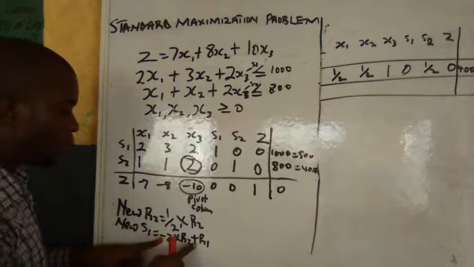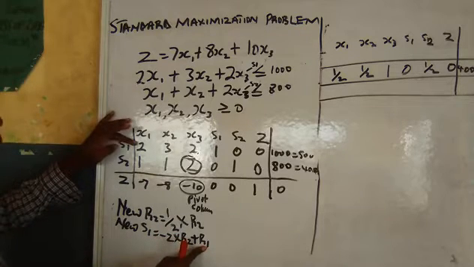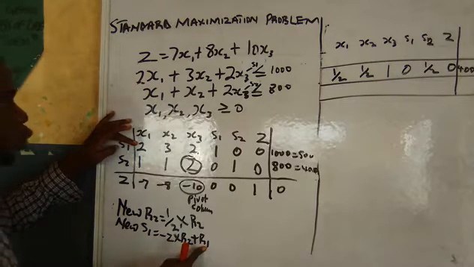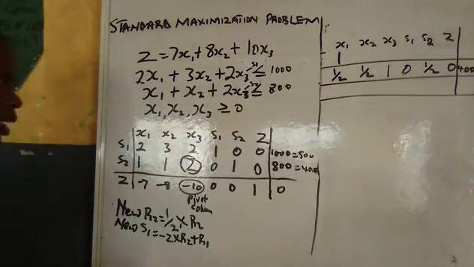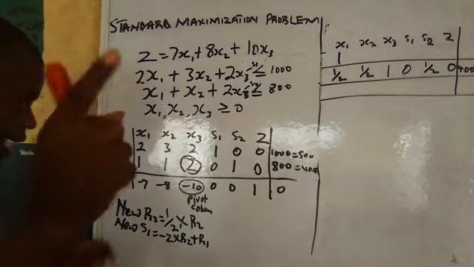Then I will say minus 1 plus R1. Minus 1 plus 2 is going to give me 1. That's how you get it. Do you understand that?